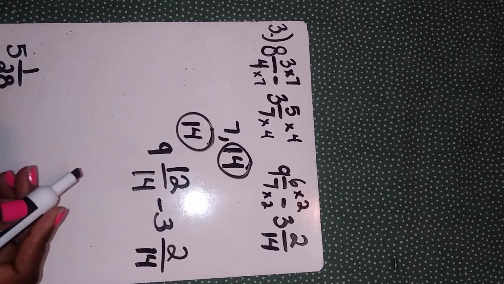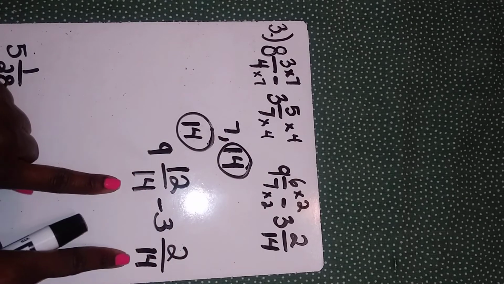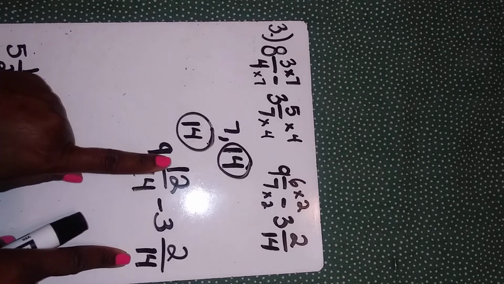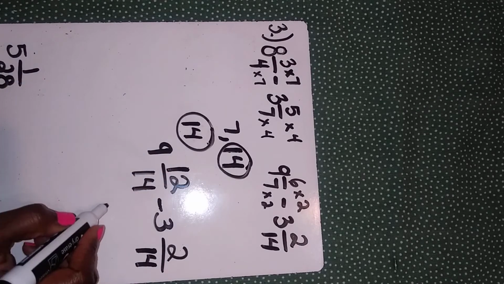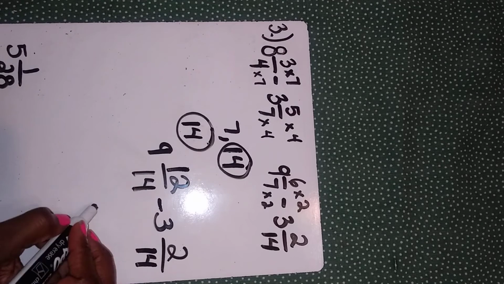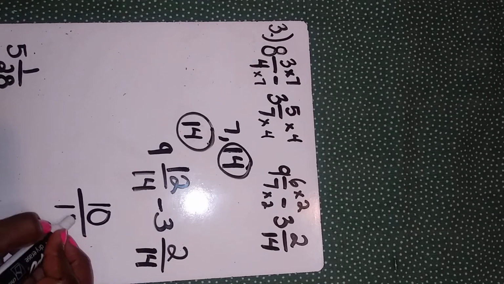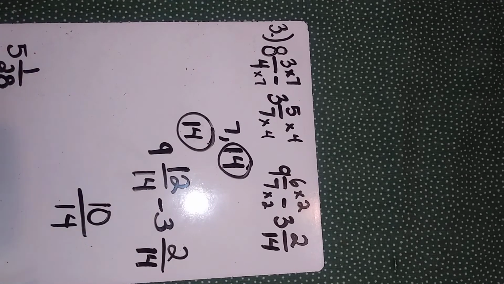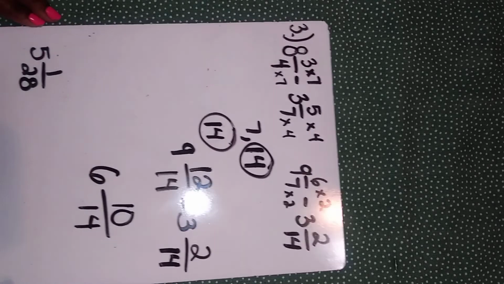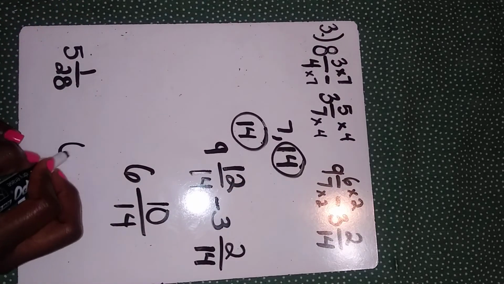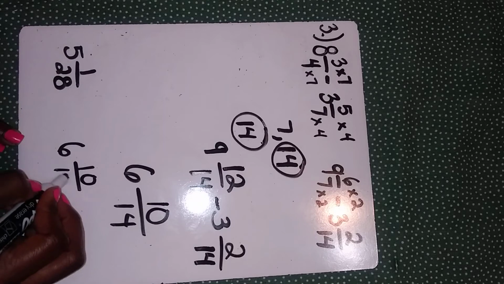So now I'm going to subtract. Always subtract your fractional part first. 12 minus 2 is 10, over 14. And then 9 minus 3 is 6. Okay? So that answer is 6 and 10 over 14.